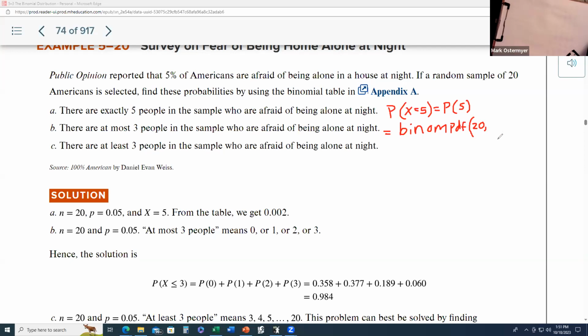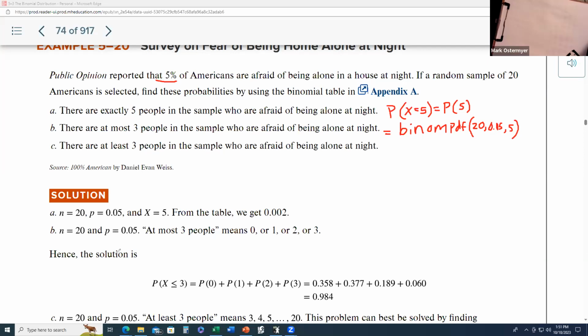P is the probability of a success. In other words, what's the probability that any given American randomly selected will be afraid to be at home at night in their home? They told us it was 5%. 0.05 is the probability of a success. That goes in for P, 0.05. And we're interested in how many successes. We're interested in the probability of having 5 of our 20 randomly selected Americans be afraid of being home at night alone in their house. So we're going to type in 5 here. That would be your X here.